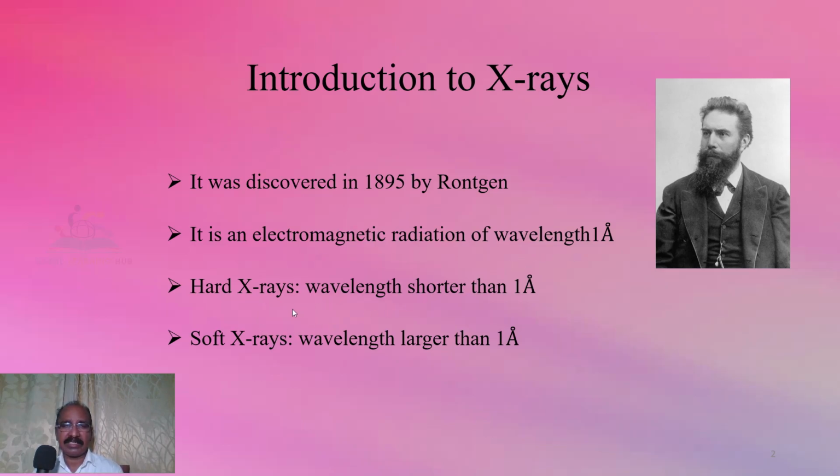And these X-rays can be classified into hard X-rays and soft X-rays. X-rays whose wavelength is shorter than 1 angstrom unit are called hard X-rays, and these have very high energy. Soft X-rays have wavelength larger than 1 angstrom unit, therefore they have lesser energy. Therefore, soft X-rays will have lesser energy and hard X-rays will have higher energy.